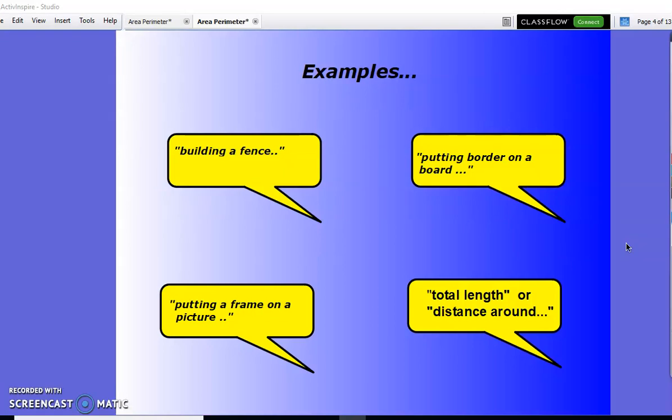Next, some of our problems will not have the word perimeter in them. Here are some examples of the phrases that a perimeter word problem may have. Building a fence, putting a frame on a picture, putting border on a board, total length or distance around an object.